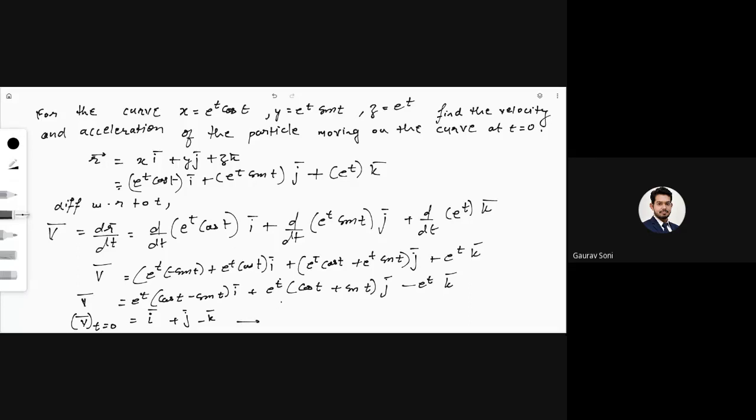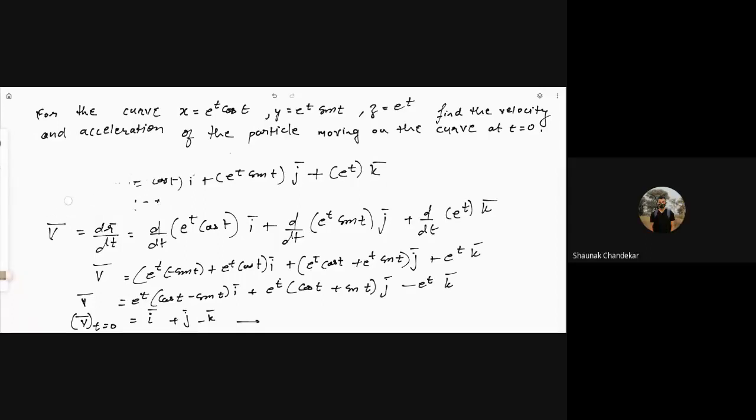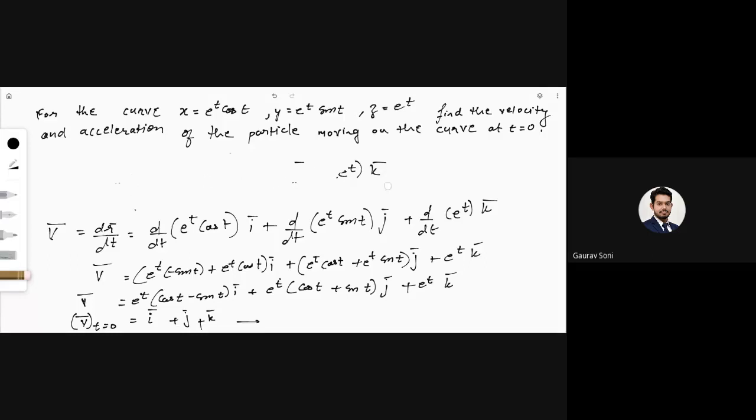We also need the acceleration. So differentiating velocity once again with respect to t. So it's e to the power t k, right? Yes, it is plus e to the power t k bar. Yes, thank you. Now differentiating this velocity v bar once again with respect to t, you'll get the acceleration vector a bar.